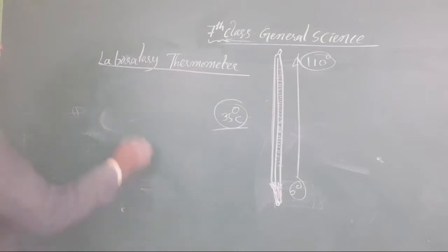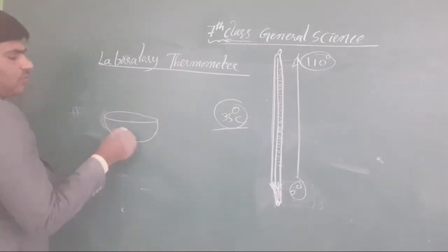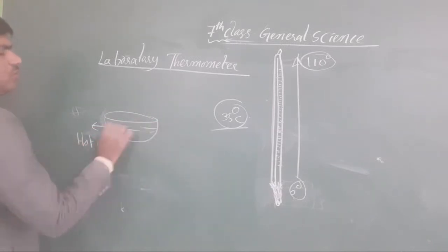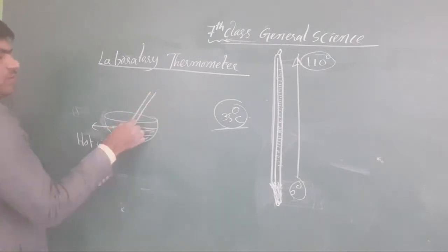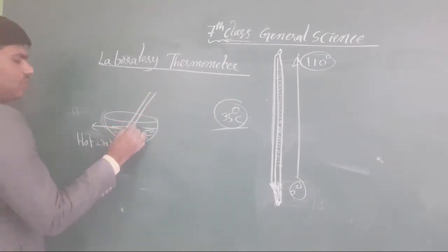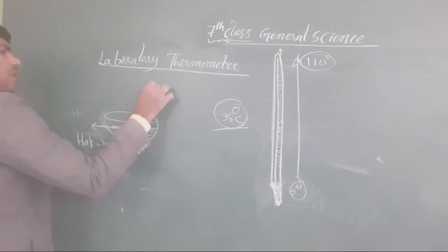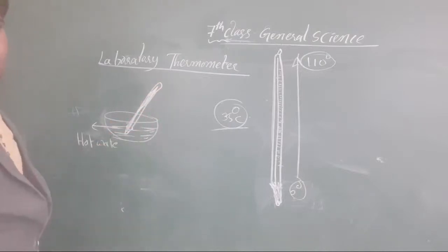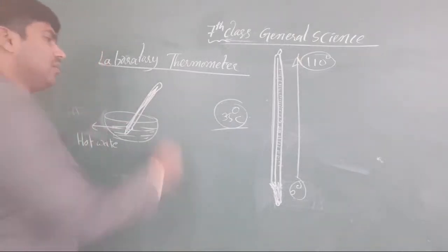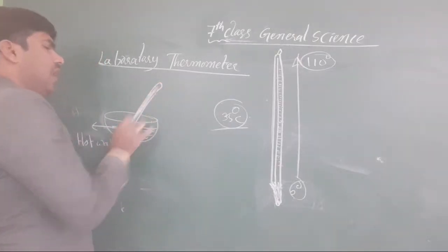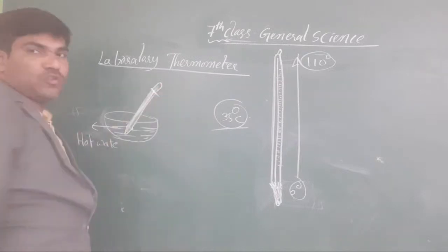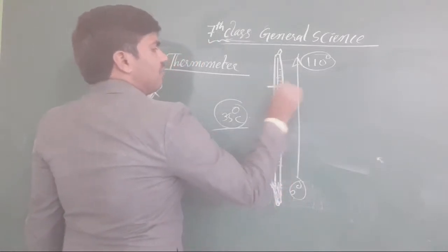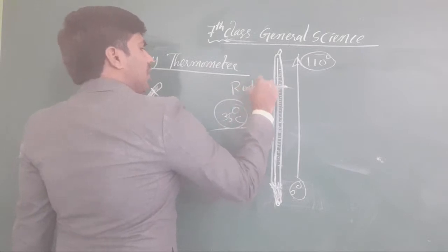How do we measure using the laboratory thermometer? You take some hot water in a bowl. Clear or not, all of you? And you touch this hot water with our thermometer. The mercury in the thermometer rises up to some particular distance, and it will stop at that particular position. This is taken as the reading here. Clear, all of you?